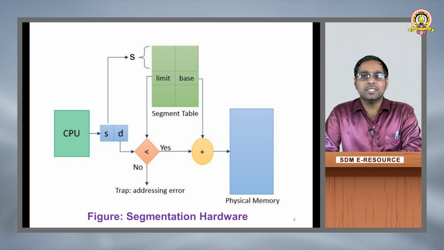So this is about the segmentation hardware. The address generated by the CPU is divided into 2 parts, segment number and offset. This segment number is indexed into the segment table. We compare the offset value with the value in the limit field, and if it is greater than the limit, then it will lead to an error. Otherwise, the offset value is added to the value in the base field to find the final physical address.